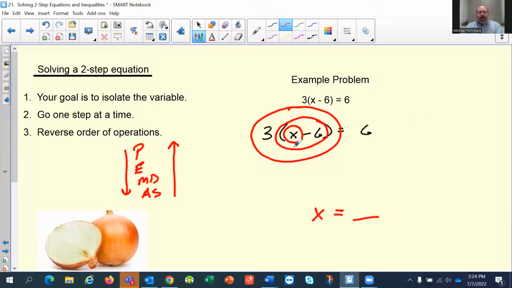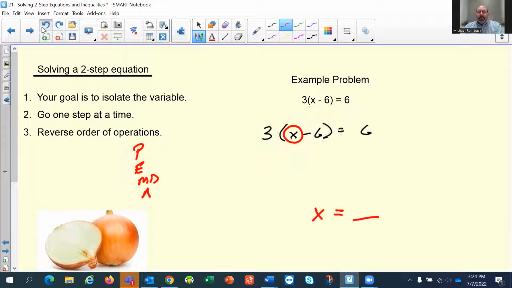When you peel an onion, you have to start with the outside layer, right? You can't start at the middle. You got to peel the onion from the outside. So you're going to work from the farthest away from the variable, and work your way backwards. We're going to do reverse PEMDAS. So instead of subtraction going last, we're going to get rid of the times 3.